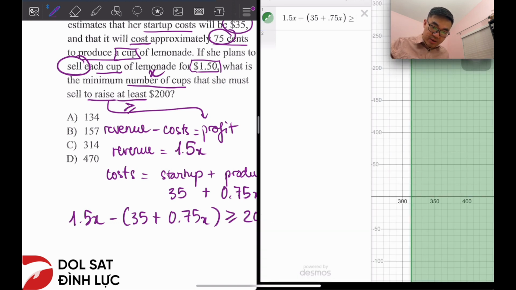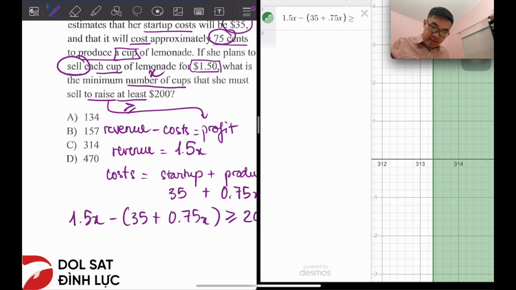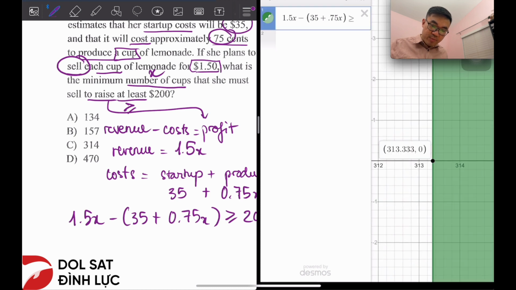So what is the value of x here? We have 313.3. So x is greater than or equal to 313.3, and because we need to sell the minimum and the number of cups is an integer, we need to sell at least 314. That is the question.